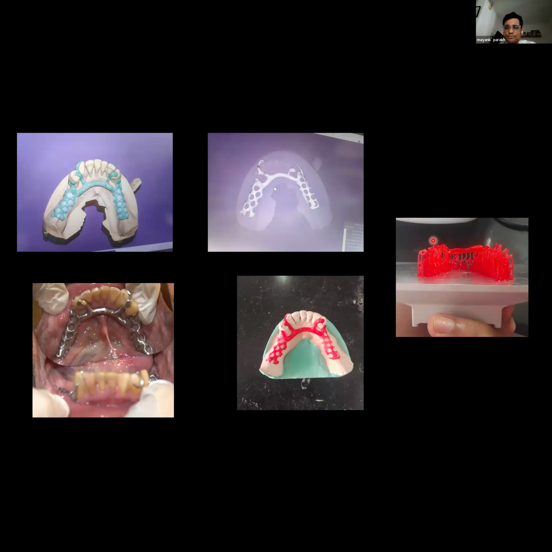Then a 3D printed resin model is made out of this, of the resin material. Once the additional extensions are cut, this is how the framework fits. You can see the intimate and excellent fit that you can get out of it. And this is the final outcome in the patient's mouth.